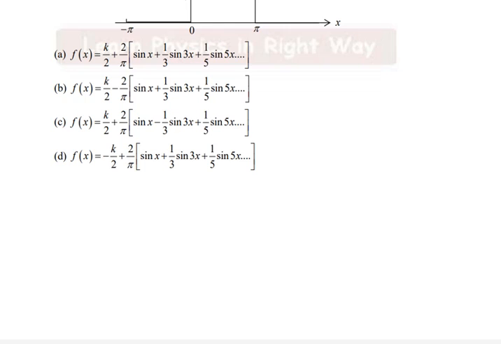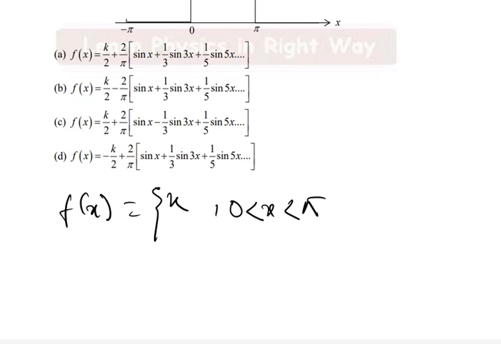f(x) can be written as k for 0 < x < pi, and 0 for minus pi < x < 0. We have to find the Fourier series expansion.